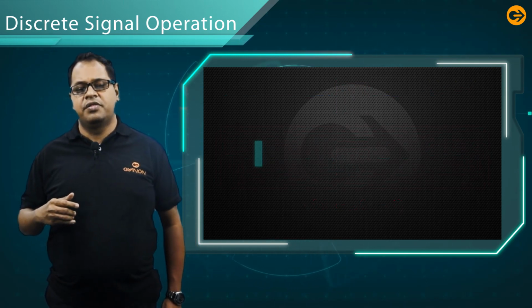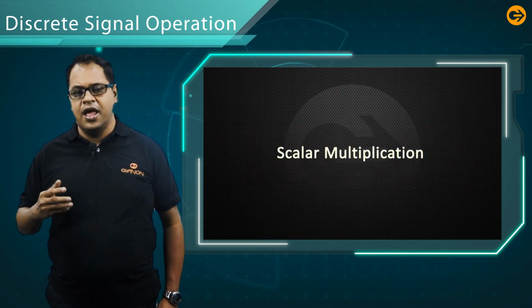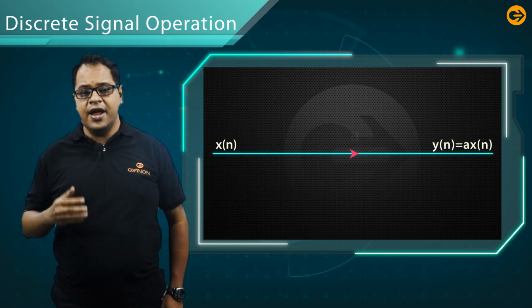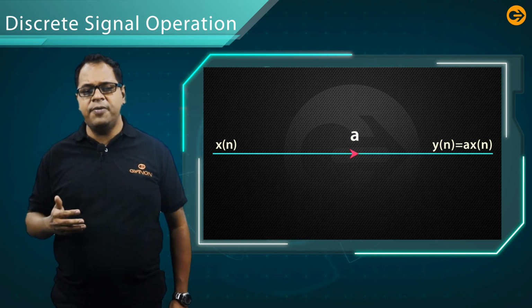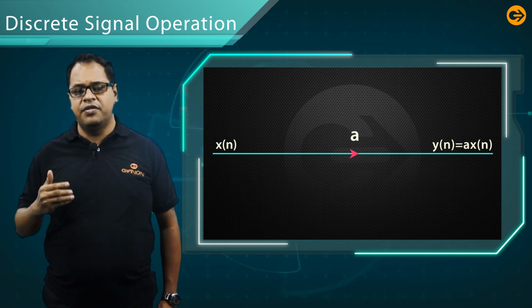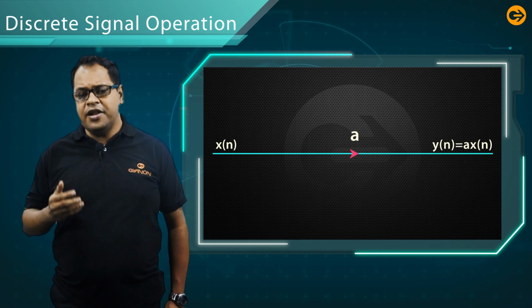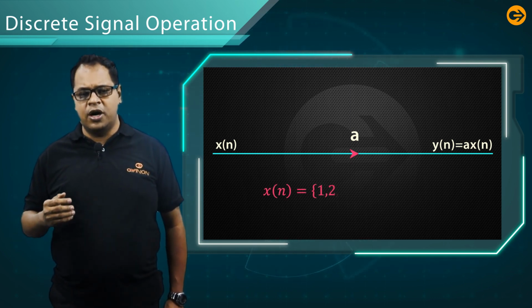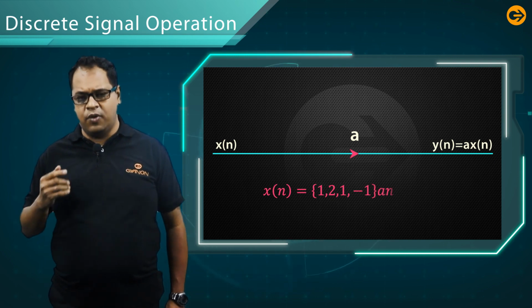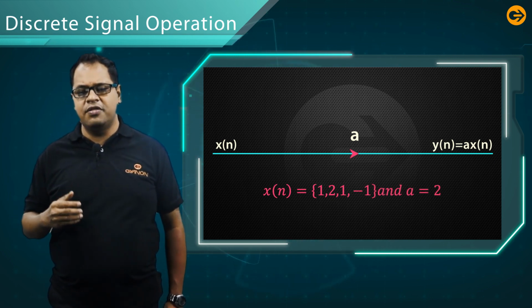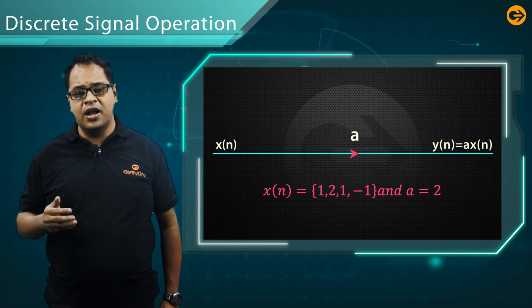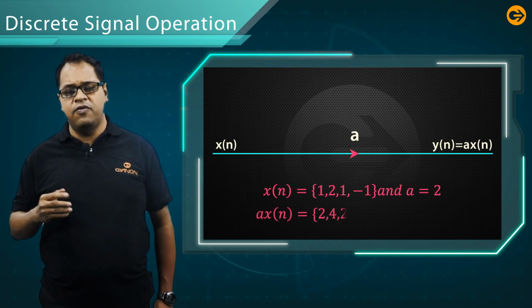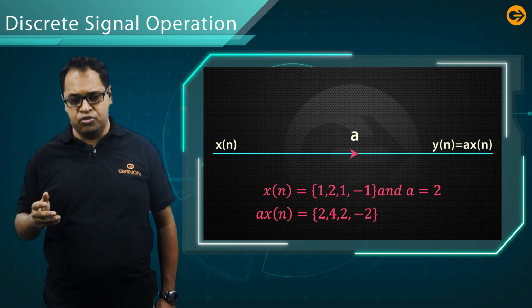Now let us discuss scalar multiplication. A scalar multiplication is as shown in the figure. Here the signal x[n] is multiplied by scale factor a. Let us discuss one example. Say x[n] = {1, 2, 1, -1} and a is equal to 2. Then the signal a·x[n] will be {2, 4, 2, -2}.